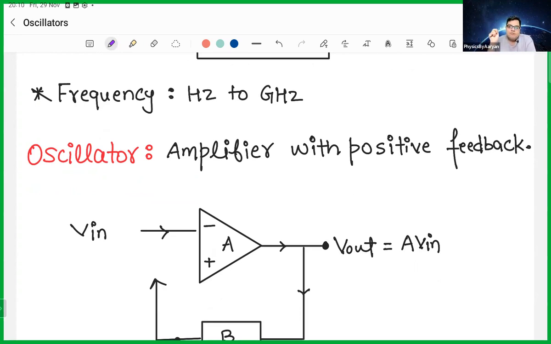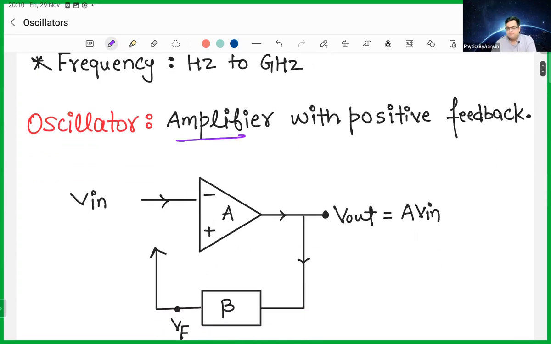A very brief idea of how an oscillator is made is very simple. You need two things. Number one, you need an amplifier, and this time you will have positive feedback in the amplifier. Whenever you use an op-amp in an integrator, differentiator, or other applications, you use negative feedback.